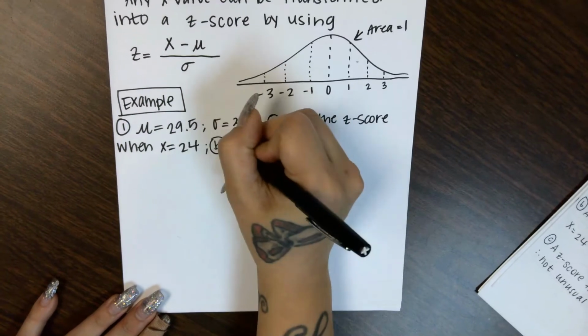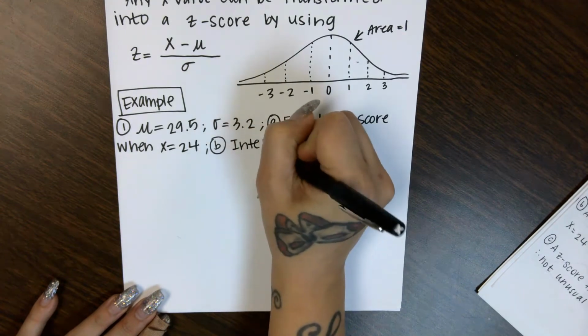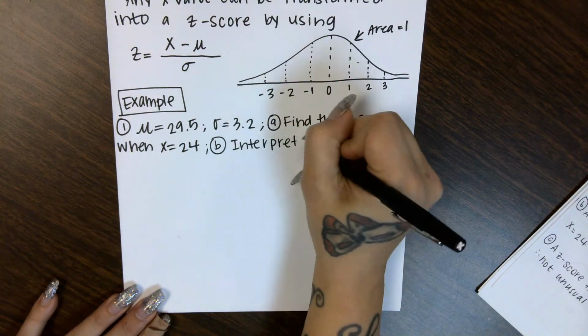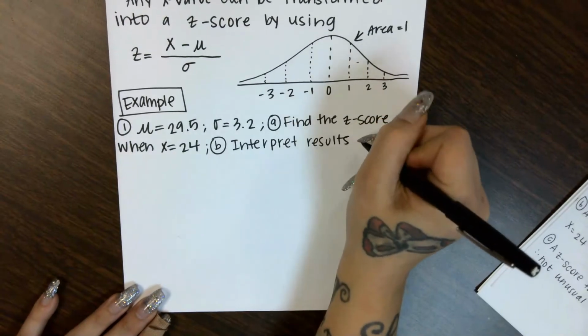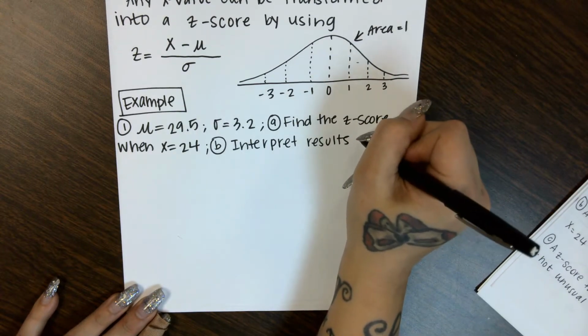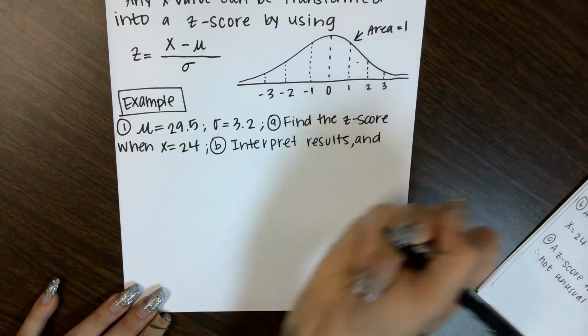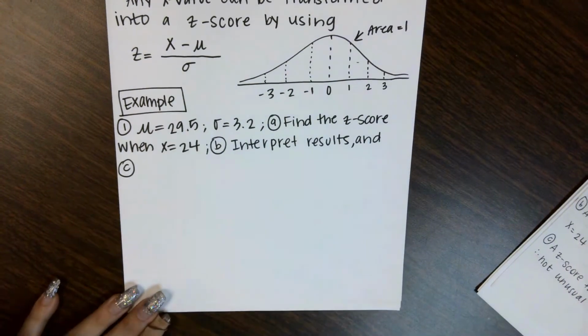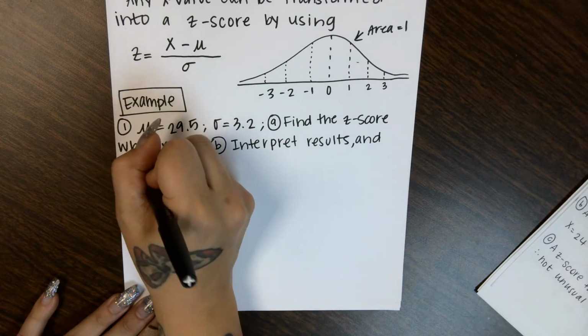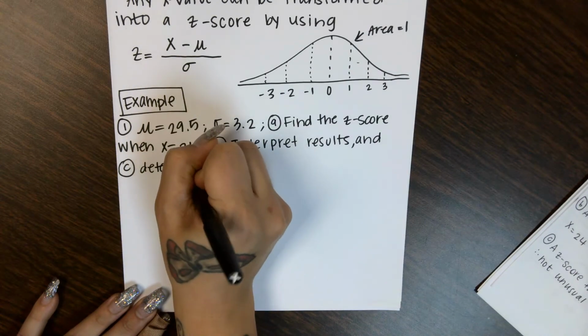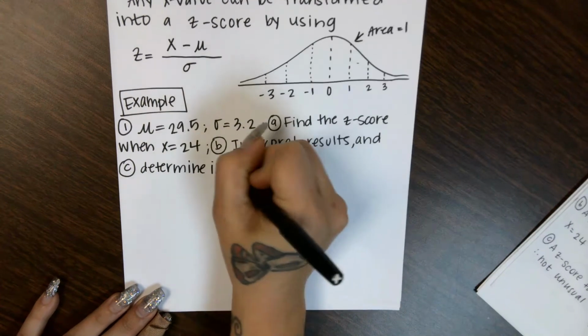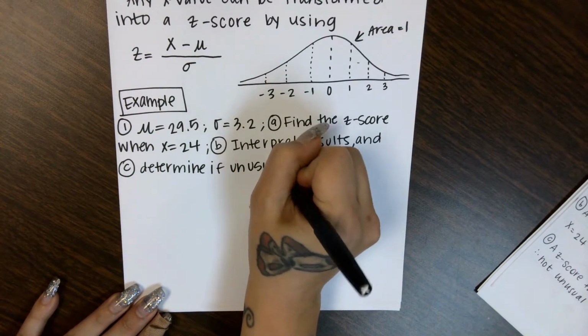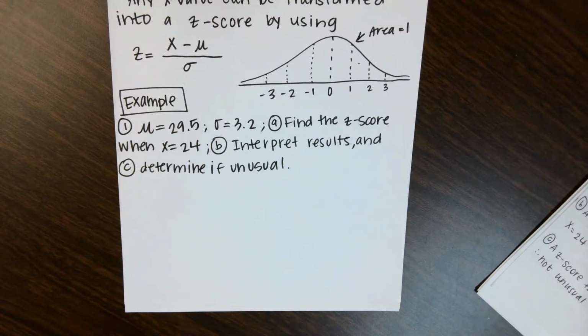Part B is to interpret results. And then C is determine if unusual. I never taught this before, so I didn't know what unusual was at first, but whenever we get to C, I'll explain why it's unusual. Okay?